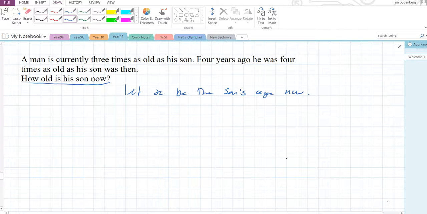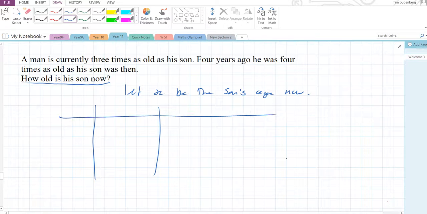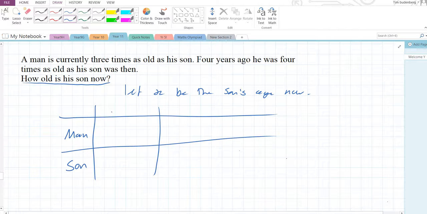Now with these age problems, what works really well is if we draw up a table. You have rulers, yours will be neater, and in this table we have the man and his son, we have now, and we have the other time period. So in our case, it is 4 years ago.